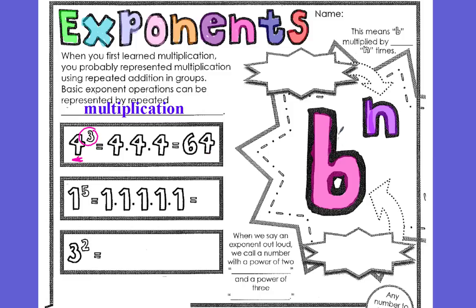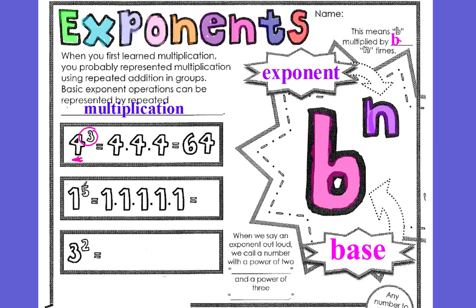Over here, it shows us what our powers are going to look like. B to the nth power. What this means is that the B is multiplied by B, n number of times. You're multiplying it by itself however many times this exponent tells you. The n is your exponent and the B is your base.